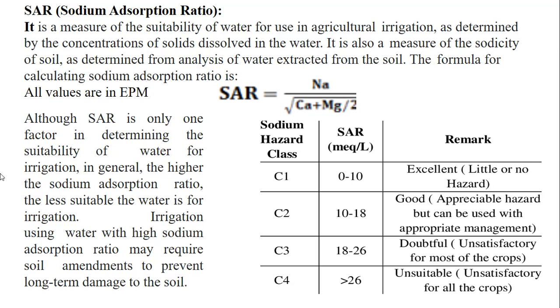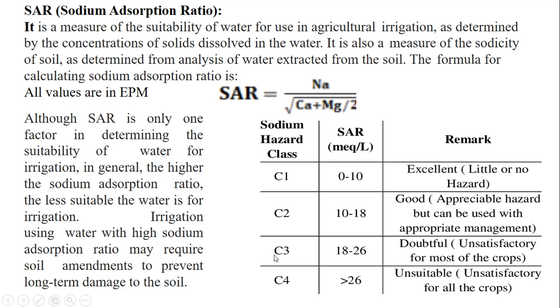So sodium hazard, there are 4 classes: C1, C2, C3, C4. In the first class, or C1 class, the SAR limit is 0 to 10. The water having SAR 0 to 10 is of excellent quality. There is very little hazard, or sodium hazard is nil. C2 class, 10 to 18: if the SAR value of a given sample is 10 to 18, the water is good and there is appreciable hazard, but it can be used with appropriate management.